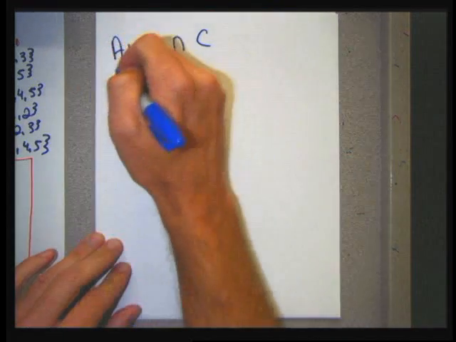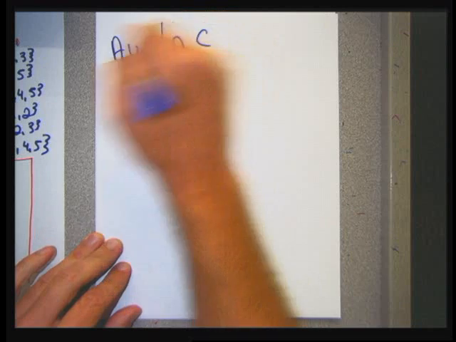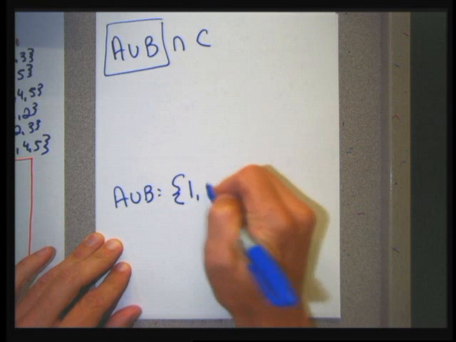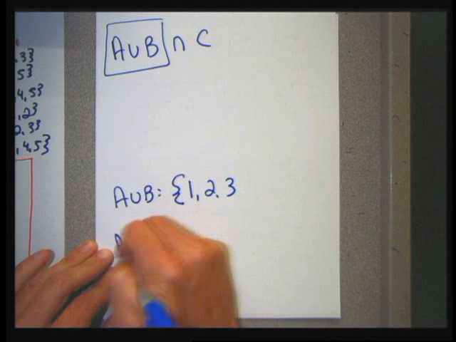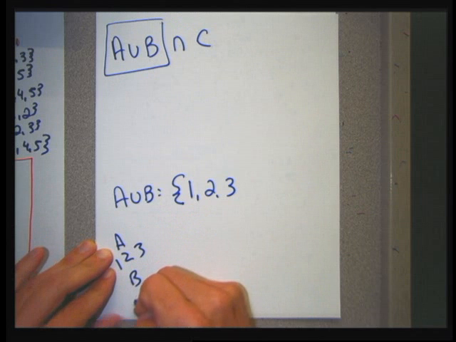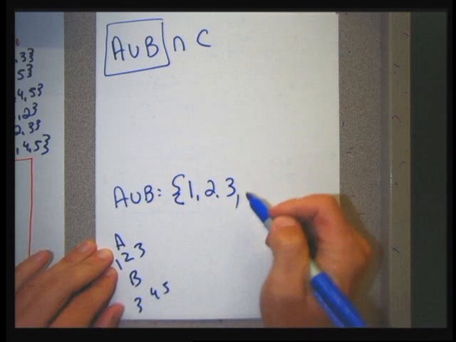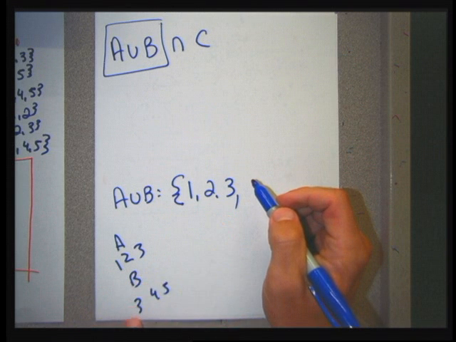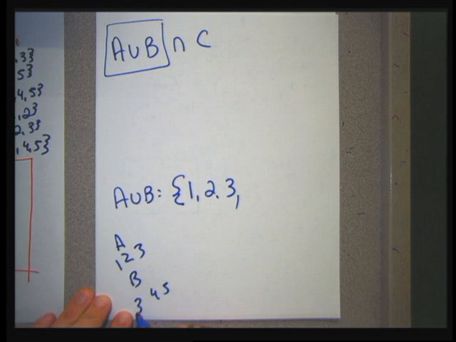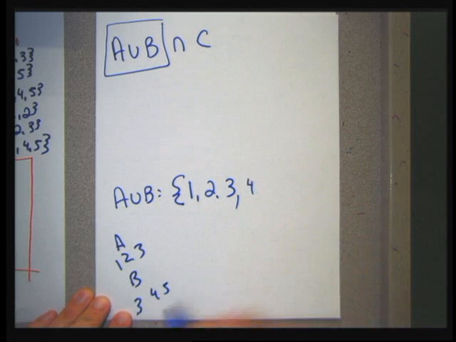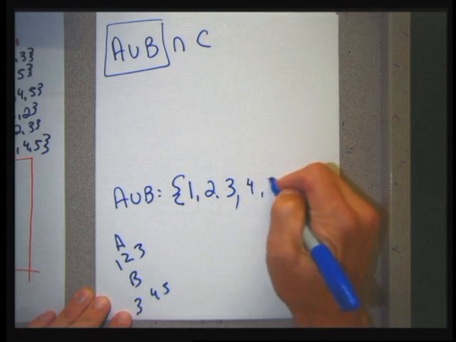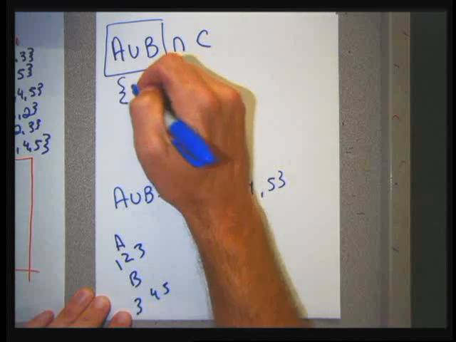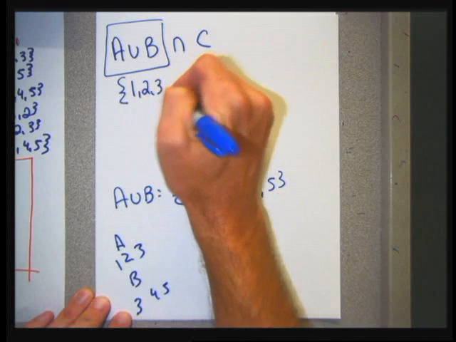was A union B. So to work this part first, A union B, I take the A set, which is 1, 2, and 3, because A is 1, 2, and 3. B is 3, 4, and 5. And to do A union B, I take the entire A set, and then I start adding anything that I haven't listed. B, I already have the 3 in there. I'm not going to add it again. I don't have the 4, so I'm going to put the 4 in there. I don't have the 5. I'm going to put the 5 in there. So A union B can be replaced with the set 1, 2, 3, 4, and 5.